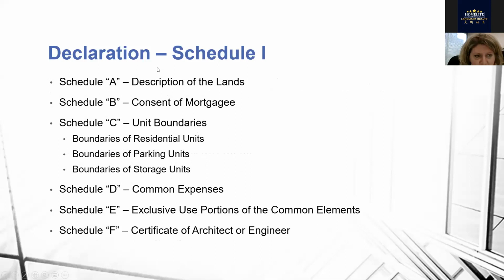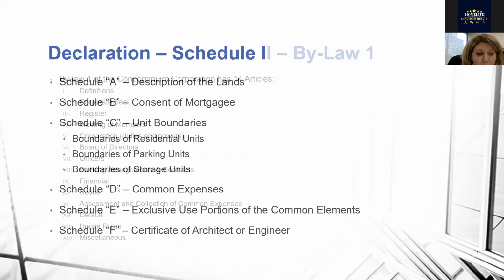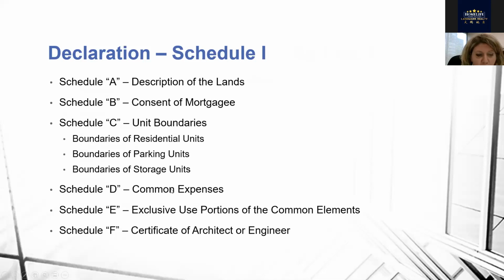Then the declaration will have schedules. The first schedule is the description of the land. Second schedule will be consent of mortgage. Third schedule will be unit boundaries. And you will have boundaries of residential units, parking, storage. You will have a schedule D, common expenses, and a schedule E. The common expenses, you will have a grid, with a breakdown of all the expenses for each unit.